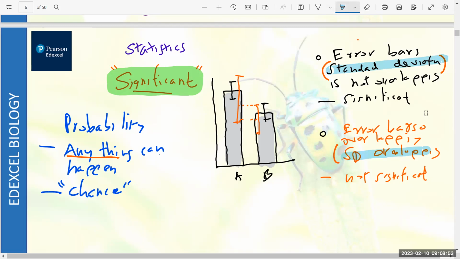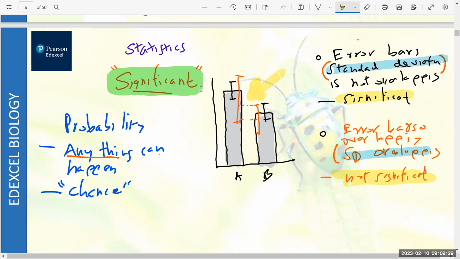So here, what you are seeing in this graph, standard deviation or error bars, at the moment they are more or less the same. Only the difference is how we calculate. Based on the calculation, the length may change slightly. Otherwise, they are the same thing. So if error bars are not overlapping, then we call it significant. If error bars are overlapping, then it's not significant. So this is the method we use mostly at AS level.